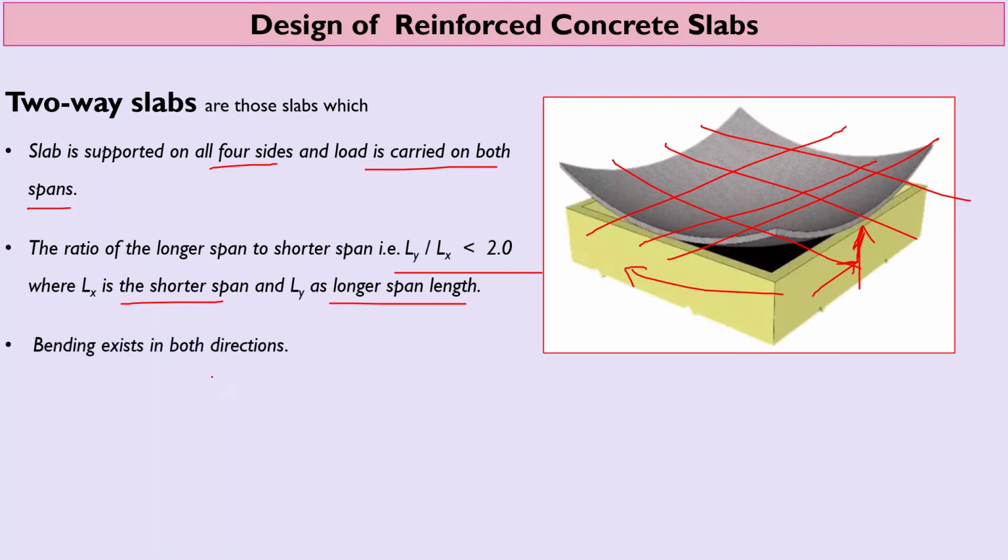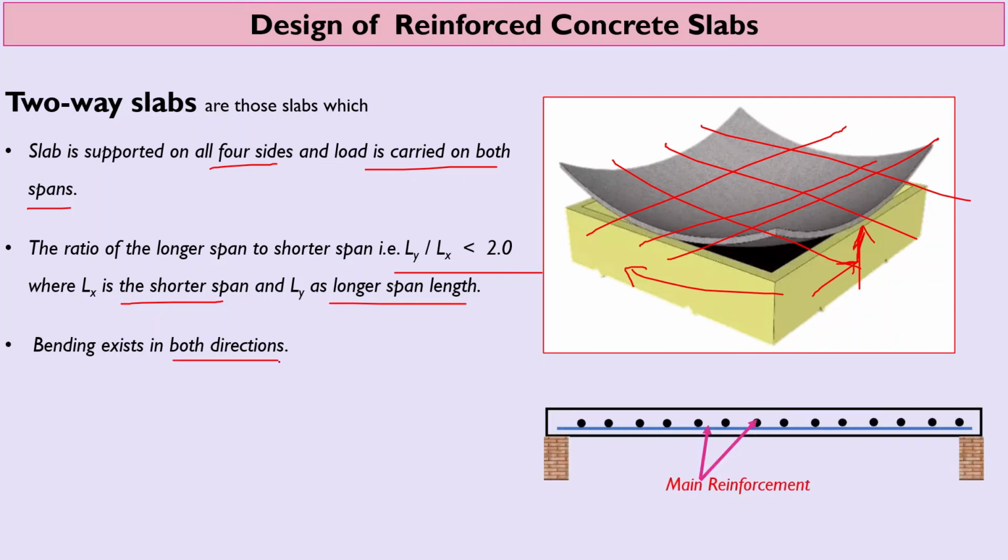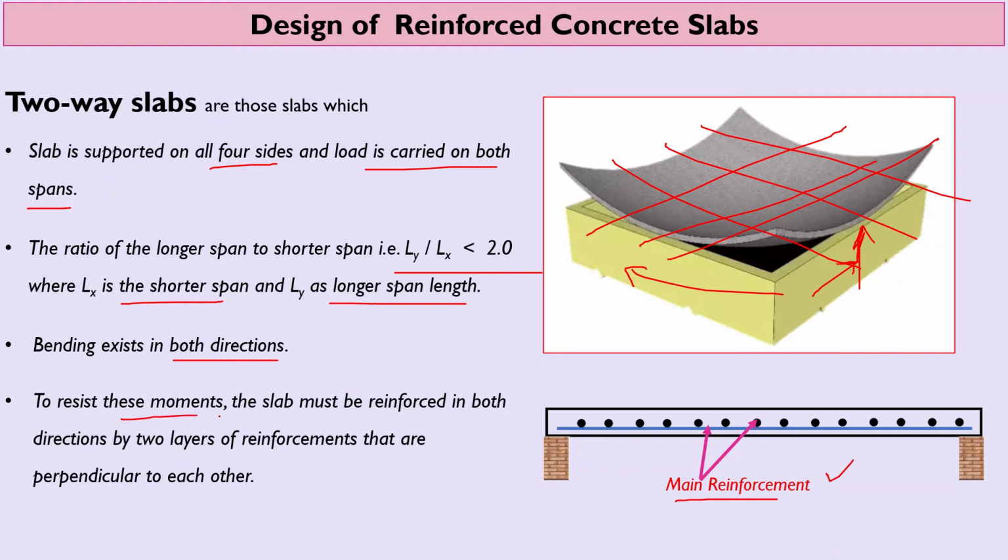As I discussed, bending exists in both directions, and you can see here that the blue color as well as the black color steel are both termed main reinforcement, that is, tension reinforcement. So we can say tension reinforcement along the x direction as well as along the y direction, or better to say, tension reinforcement along the longer span as well as the shorter span. So to resist these moments, the slab must be reinforced in both directions by two layers of reinforcement that are perpendicular to each other.